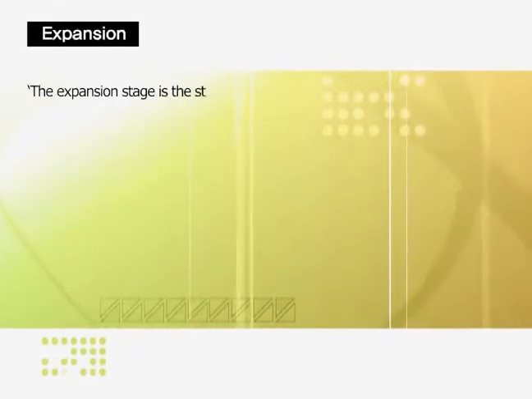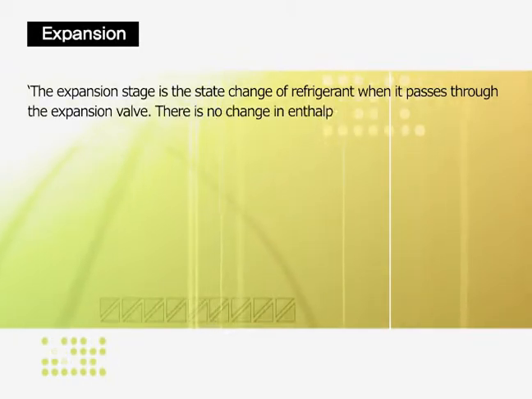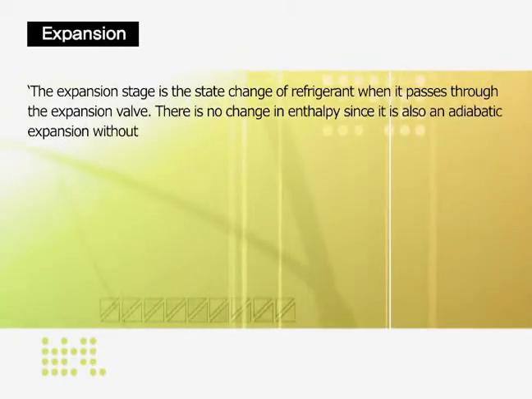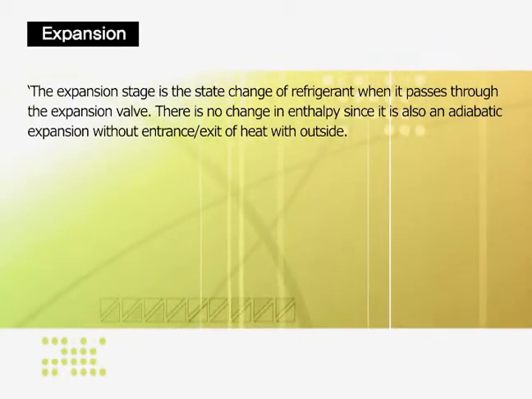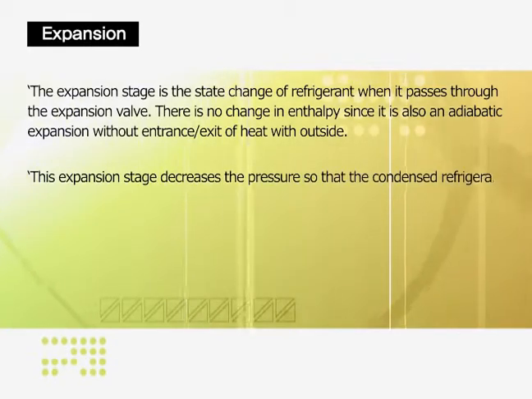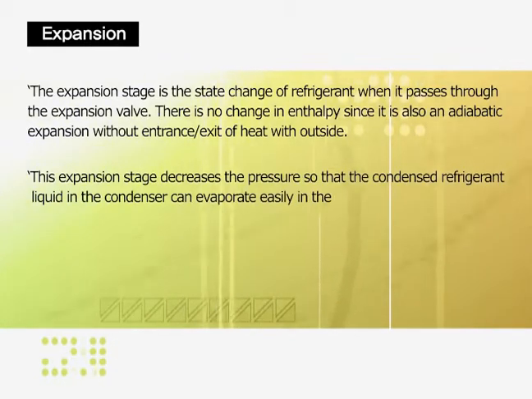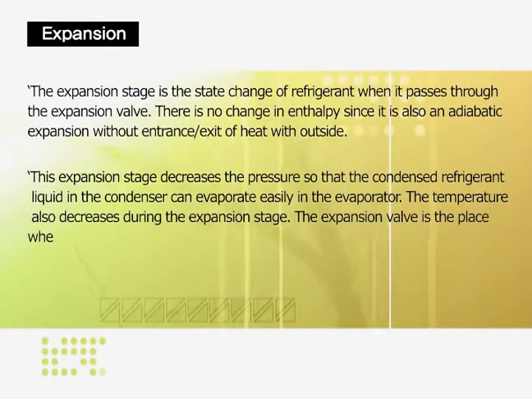The expansion stage is the state change of refrigerant when it passes through the expansion valve. There is no change in enthalpy since it is also an adiabatic expansion without entrance or exit of heat with outside. This expansion stage decreases the pressure so that the condensed refrigerant liquid in the condenser can evaporate easily in the evaporator. The temperature also decreases during the expansion stage.